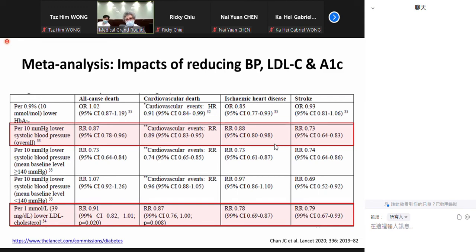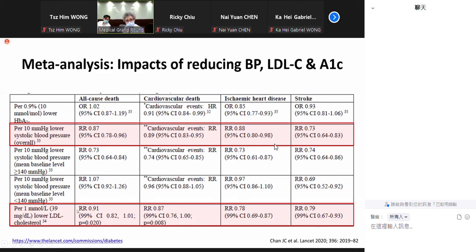So this is really just to show you the 3 risk factors. I don't have time to talk about the other meta-analyses, but essentially there is good evidence showing that if you just reduce 1% of A1C, you can reduce, for example, 9% of cardiovascular disease, 50% of ischemic heart disease. If you reduce 10 millimeters mercury of blood pressure, you can again reduce about 10 to 15% in terms of stroke and also cardiovascular death or ischemic heart disease.